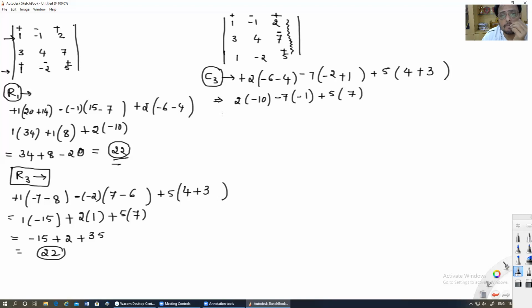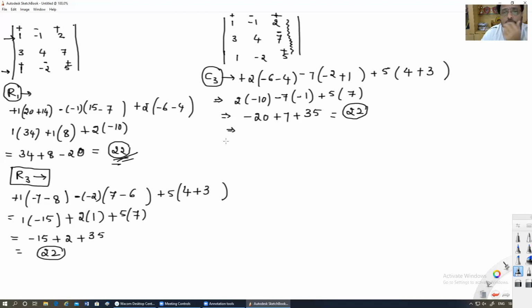So minus 20 plus 7 plus 35. So here 35 minus 20, that is 15, plus 7, that is 22. Look at this, the value of the determinant every time remains same. Now I'll show you one more with column 3. You can do the next one yourself. Now I wanted to go for here again.